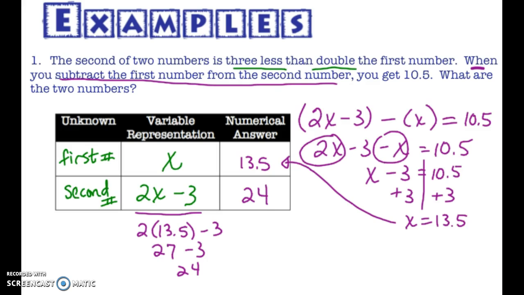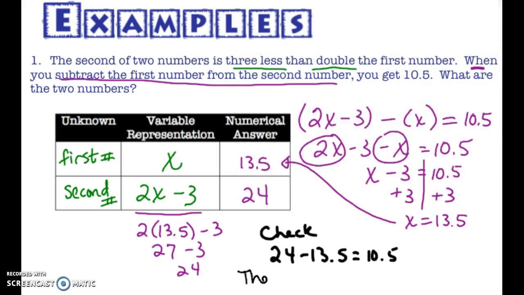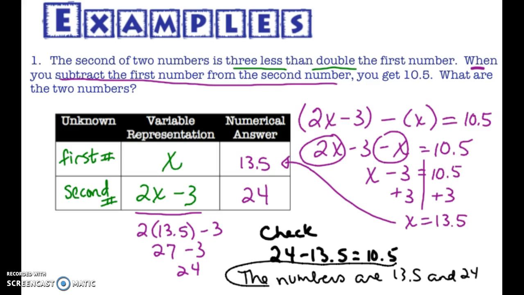And I always think it's really smart to check it. And when I check, it said when you subtract the first number from the second, you get 10.5. So I'm going to do 24 minus 13.5. That really does equal 10.5, so I'm done. Except I need to answer my question in words. So let's do that. So it appears the numbers are 13.5 and 24. They fit all these characteristics. Those are my two numbers. Okay, let's look at another example.